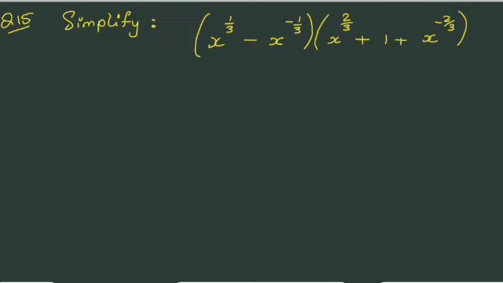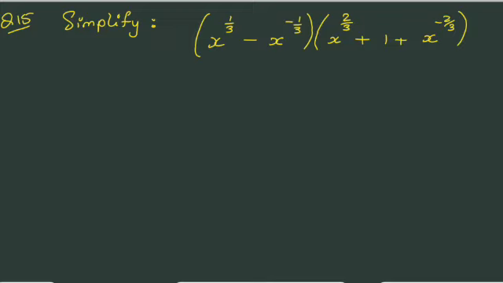So the question is: simplify x raised to 1 upon 3 minus x raised to negative 1 upon 3 in one bracket, and in another bracket x raised to 2 upon 3 plus 1 plus x raised to negative 2 upon 3. One of the ways to simplify this is to use the distributive property. You have two brackets to multiply, so use the distributive property.